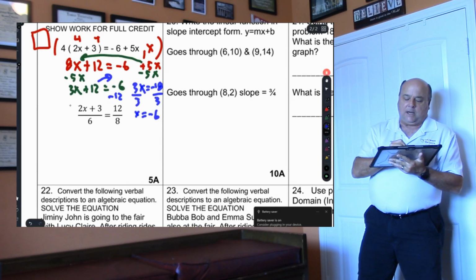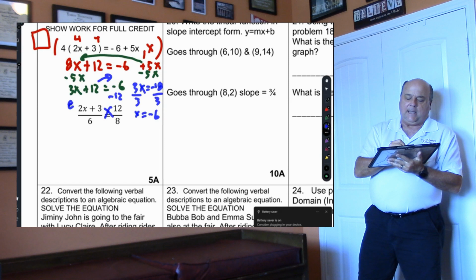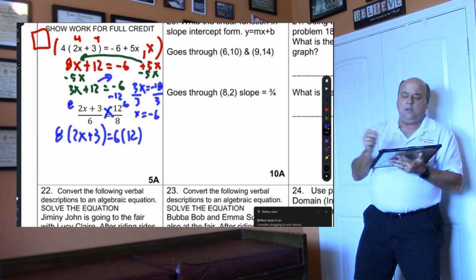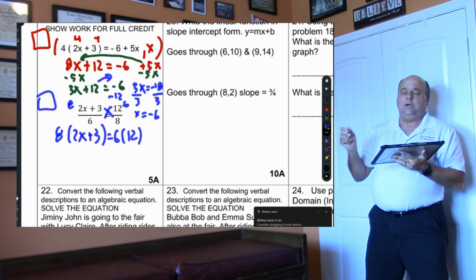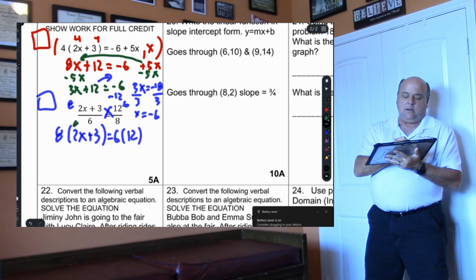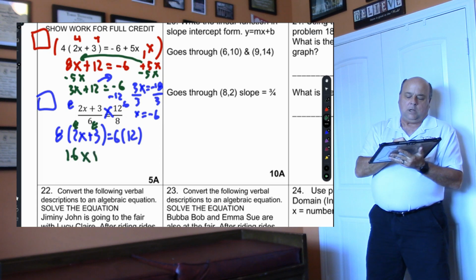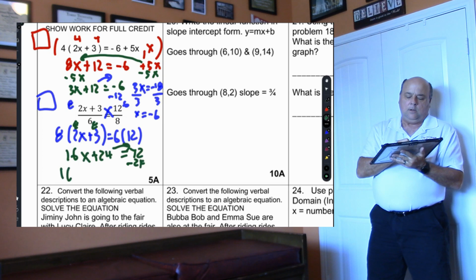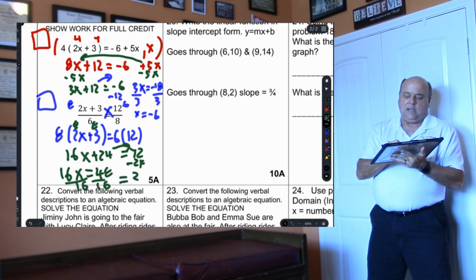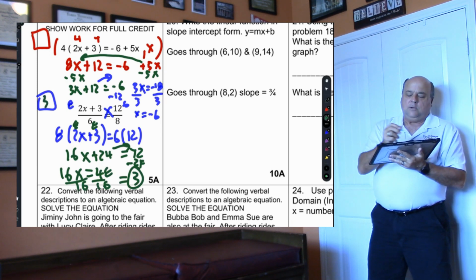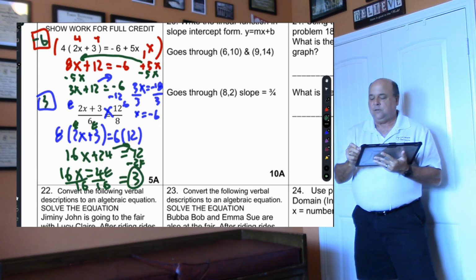Okay, keep going. We're going to cross multiply here. So we're going to multiply by 8 and by 6. I'm going to have 8 times 2x plus 3, and I'm going to have 6 equals 6 times 12. Do this in InSolve and put the answer here. I distribute my 8 and get 16x plus 24 equals 72. Move over the 24. 16x equals 48. I'm going to divide by 16, and I should get 3. So 3 and negative 6 are these answers.